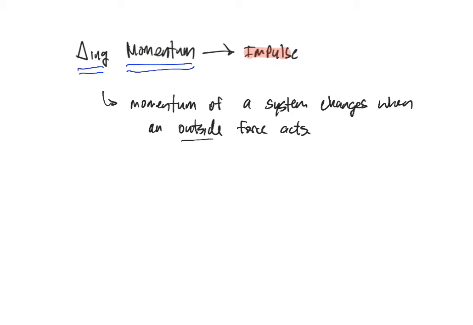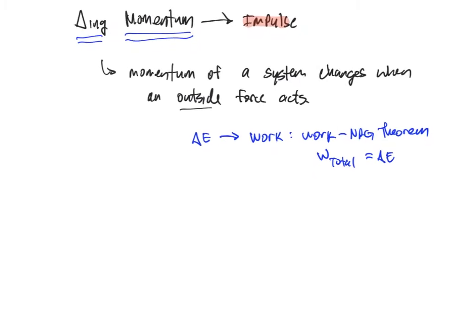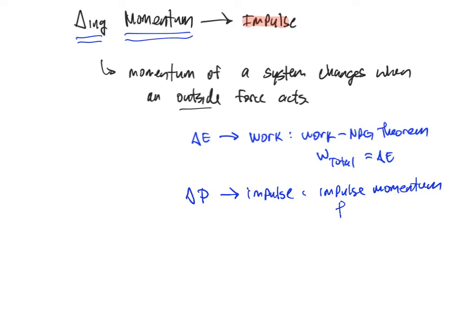This will be reminiscent of our unit on energy conservation. We said that a change in energy is due to something called work, and we had the so-called work-energy theorem, which said that the total work done, W total, was equal to the change in energy of the system. Now we're going to have a similar relationship: the change in momentum, delta P, is related to impulse. This leads to the impulse-momentum theorem, which says that the total impulse, abbreviated J, is equal to the change in momentum, delta P.